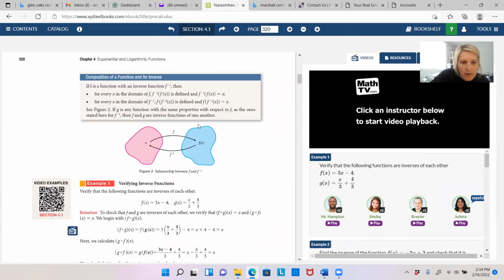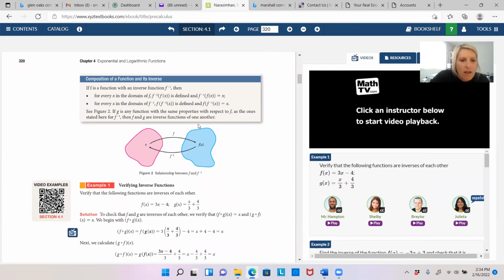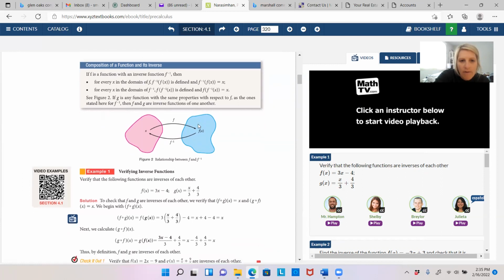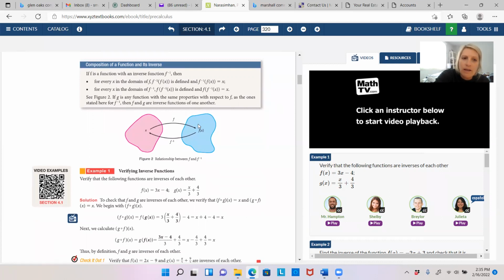Let's go back up to the mapping on page 320. If you look at this mapping, all of the inputs x that go into the function f come out as f of x, in the blue. Then all of the inverse inputs go into f of x and they come out as x. So from red to blue is going through the f function, and from blue to red is going through the inverse function.